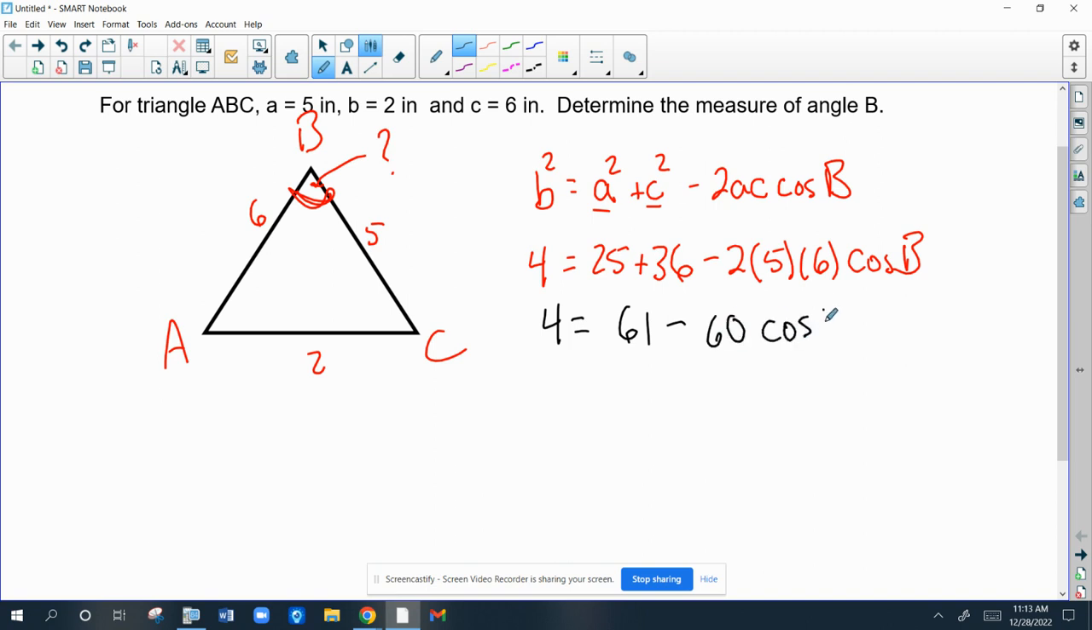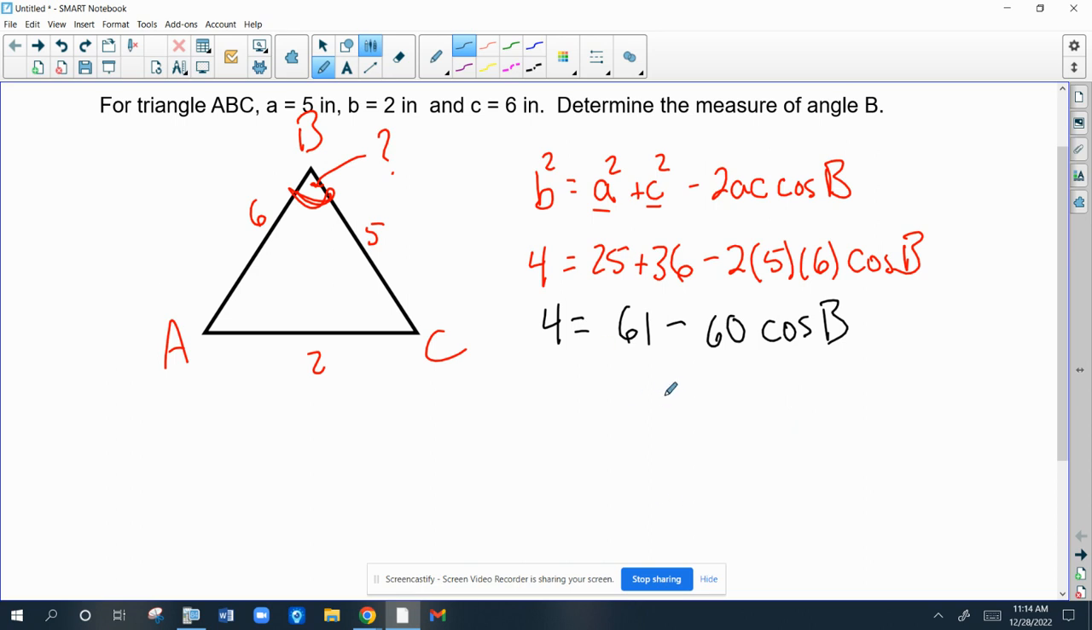Now, the huge mistake people make when doing it this way is doing 61 minus 60, which is 1, and saying this is equal to 1 cosine of B. That will get you an undefined answer, because you're doing it wrong. You can't subtract 60 from 61 because you're multiplying by the cosine of B. It's just like multiplying an x. You wouldn't do 6 minus 6x.